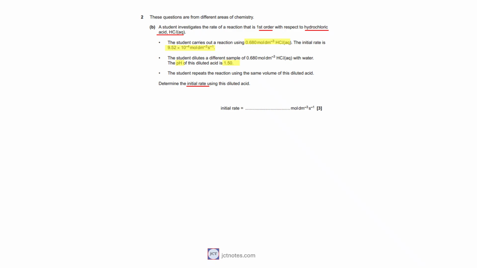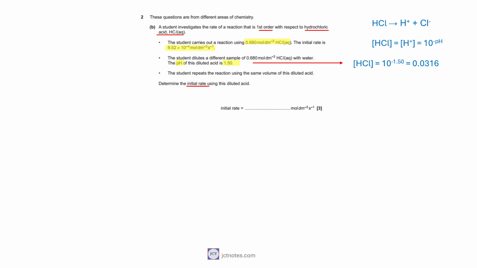Because hydrochloric acid is a strong acid, it completely dissociates into hydrogen ions and chloride ions. This means that the concentration of hydrochloric acid is equal to the concentration of hydrogen ions. The hydrogen ion concentration is given by 10 to the power of negative pH. Therefore, for a pH of 1.50, the concentration of the dilute acid is 10 to the power of negative 1.50, which equals 0.0316 moles per cubic decimeter.